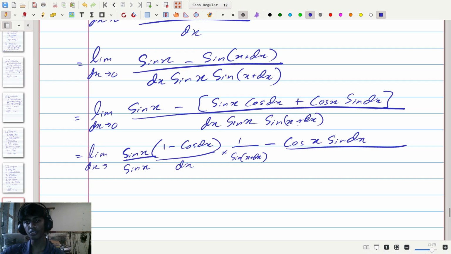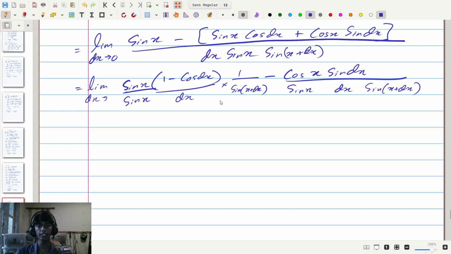And over here for this denominator we're going to write the sine x, we're going to put the dx over here, and we're going to have the sine of x plus dx over here. So then taking these two, we can see we have one set and then minus another function. So we have one function minus another function. The limit of one function and the limit of another function added together is equal to the limit of each of the individual functions added together. So this is equal to the limit as dx approaches 0 of the first function.